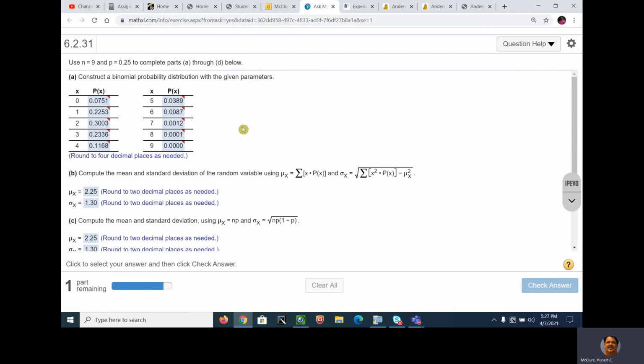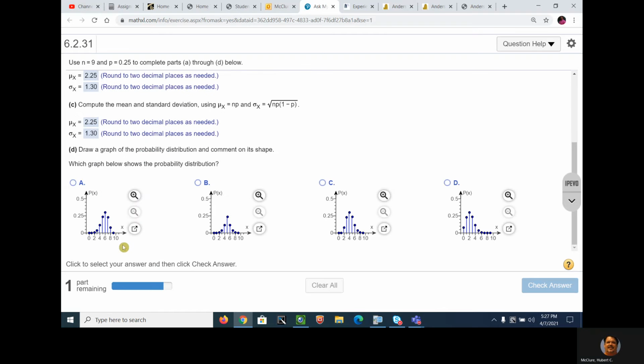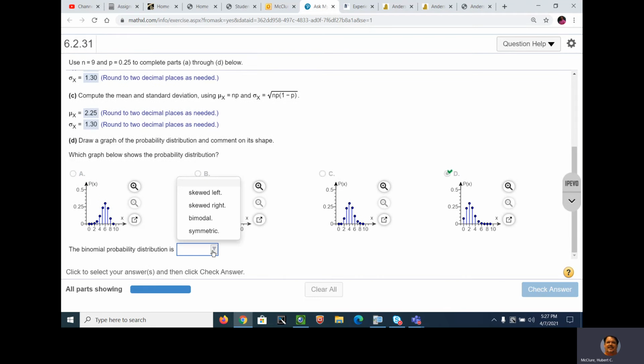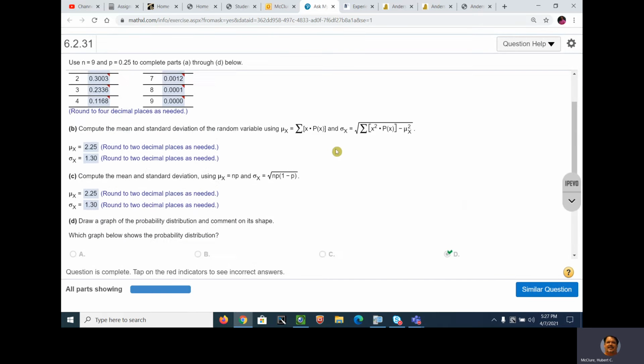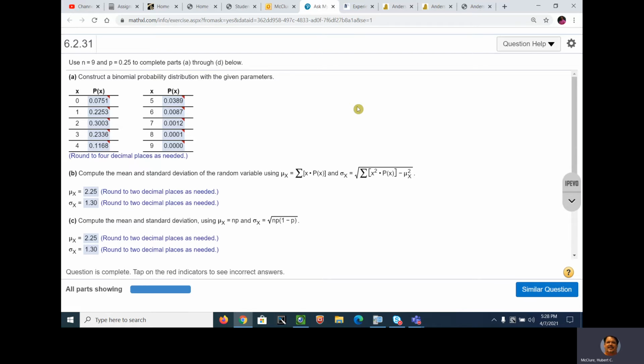And what does it look like? Well, it's a little bit skewed right. Let's see, skewed right. If you was to graph it, I'd say skewed right. And that's it. And that's 6.23111.